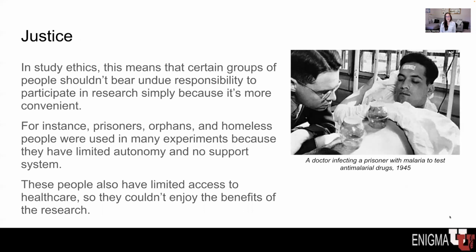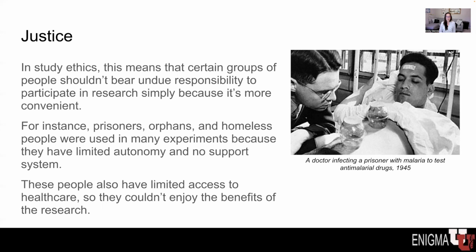Justice. In study ethics, this means that certain groups of people shouldn't bear undue responsibility to participate in research simply because it's more convenient. So again, talking about vulnerable populations, prisoners, orphans, and homeless people were used in many prior experiments because they had limited autonomy and no support systems. This is not respecting justice. These people also have limited access to healthcare, so they couldn't enjoy the benefits of research.